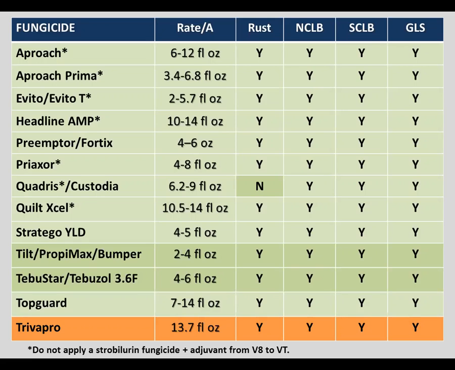The one I mentioned that doesn't have rust on the label is Quadris or Custodia, which is a generic azoxystrobin, but it actually does have activity against this disease. But those would not be my first choice for use on corn in this area for rust control.